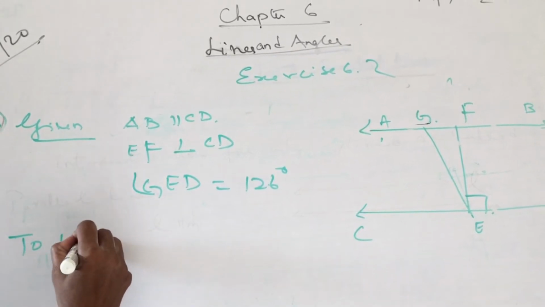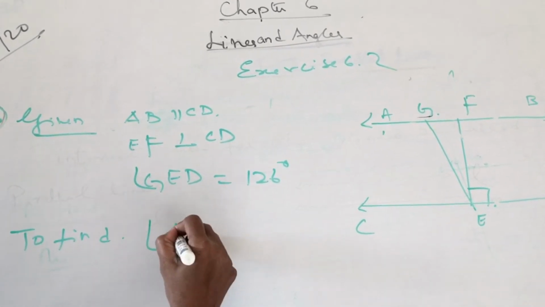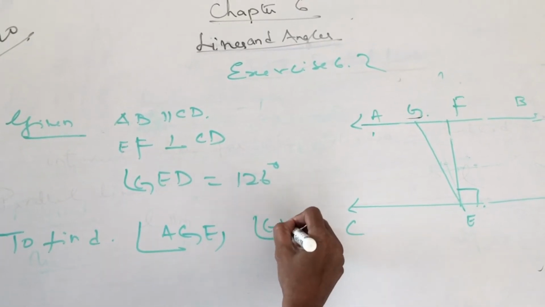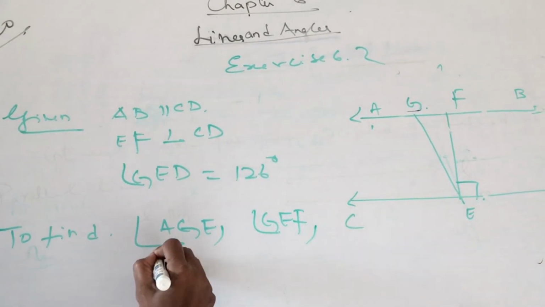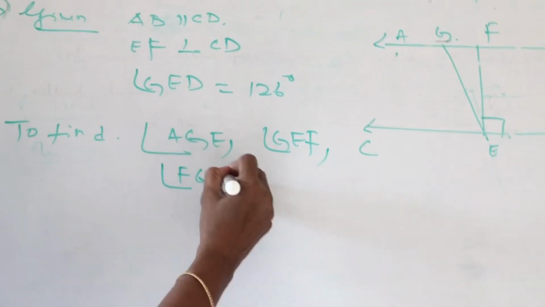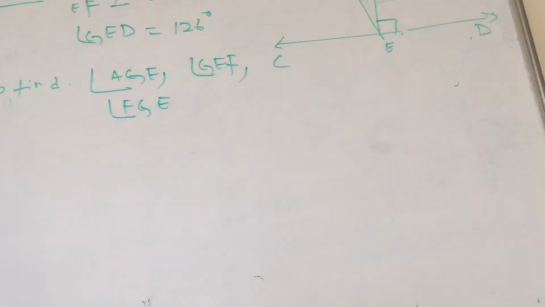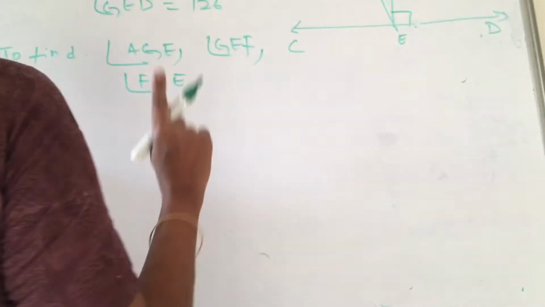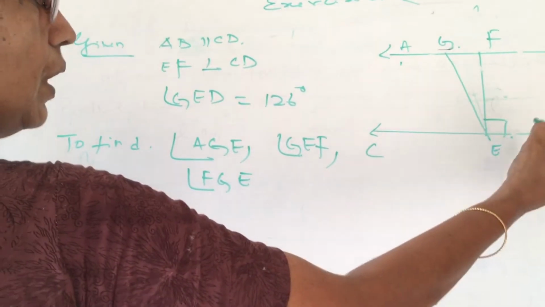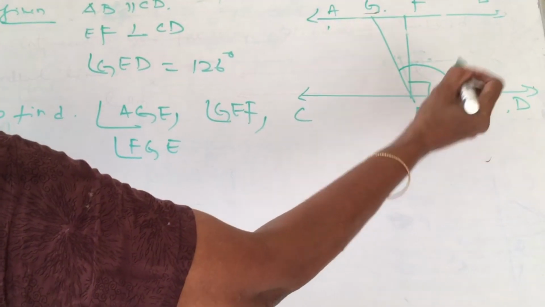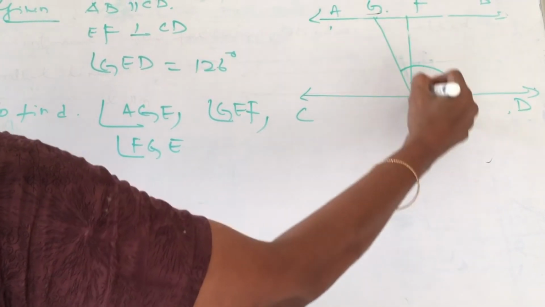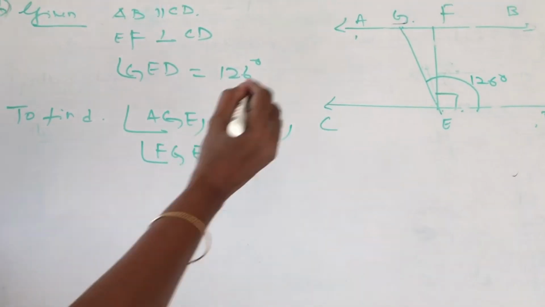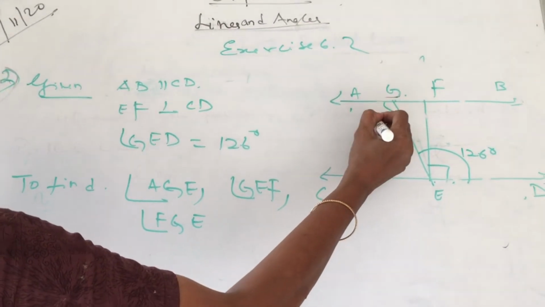To find, what to find, children? Angle AGE, angle GEF and angle FGE. These are what you have to find. AB parallel to CD. Which is angle GED? This is angle GED. Measure how much? 120 degrees. Find angle AGE. I am putting the question mark.